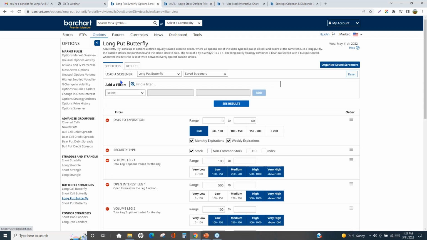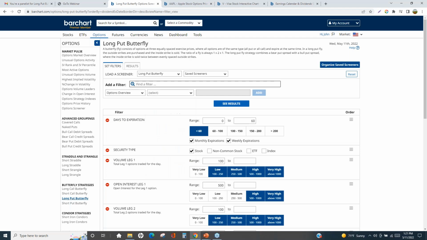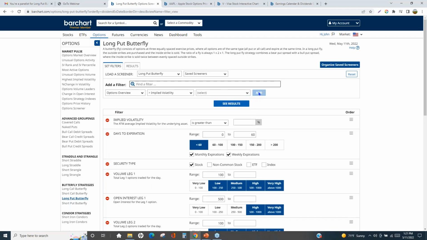So we could go to set filters. And one of the ones that I think might be a little more interesting to watch, or to add to what would be our options overview, and we're going to talk about implied volatility, implied volatility rank and percentile. But maybe I want to just add implied volatility to my filter.